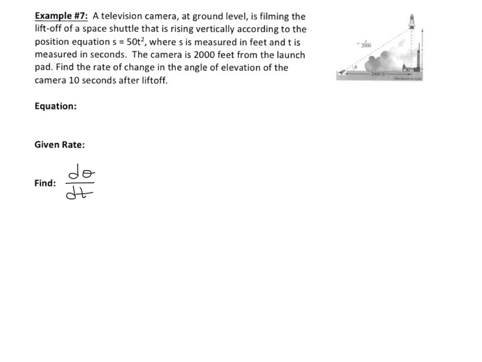There are a couple of other things given in the problem. One of the first is that s is equal to 50t squared, that the position of the rocket is given as 50t squared. I'm going to write that over here, but I'm going to write it as y equals, because it's really just a y variable. So y equals 50t squared. I also know that 2,000, the distance the camera is from the launching pad, is constant in the problem. So that's not going to change. So my x value is 2,000.